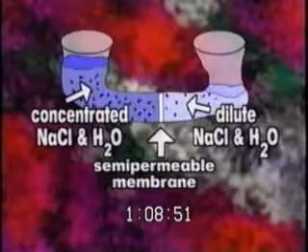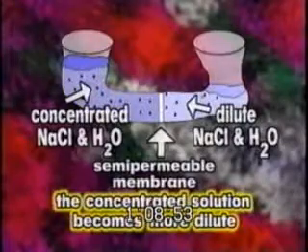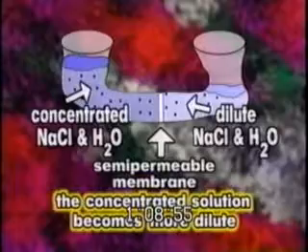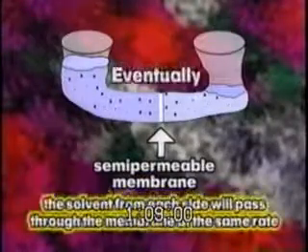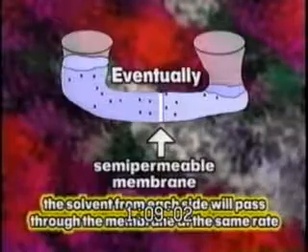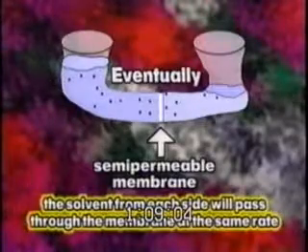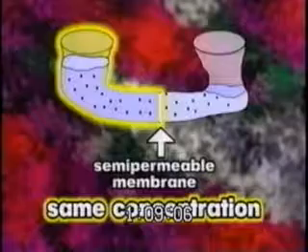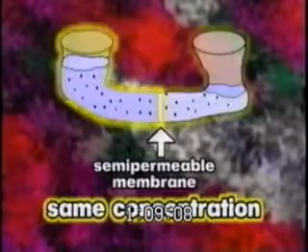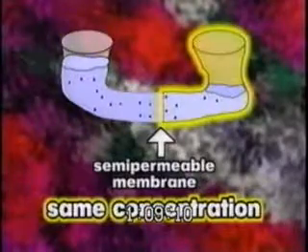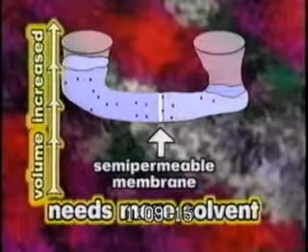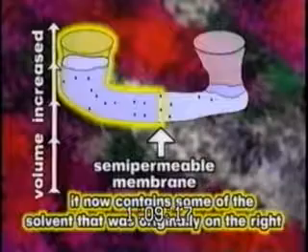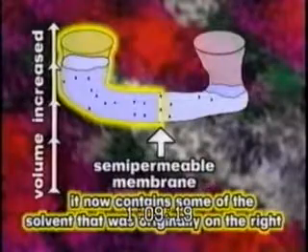As the solvent flows into the concentrated solution, it becomes more dilute. Eventually, there will be the same percentage of solute and solvent on each side of the membrane, and the solvent from each side will pass through the membrane at the same rate. But in order for the solution on the left to have the same concentration as the solution on the right, the solution on the left needs more solvent. So the volume of the solution on the left has increased since it now contains some of the solvent that was originally on the right.